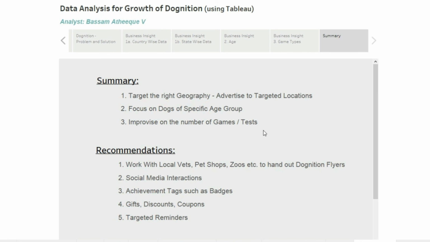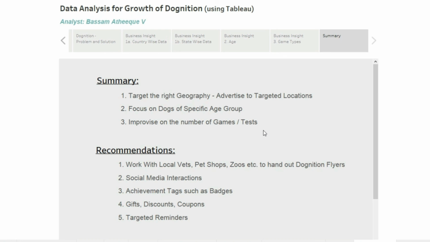And then achievement tags such as badges. So when a user completes a certain number of quiz or tests, and if he is able to pass that level, then he gets certain badges. On that note, people are more anxious or eager to keep doing more tests. That can help to continue. And continuing with that, it is the same category: gifts, discounts, and coupons. Like the badges, if a user completes certain number of tests, then he gets a coupon or a discount or gifts. So this kind of little incentive will motivate them to keep doing more.